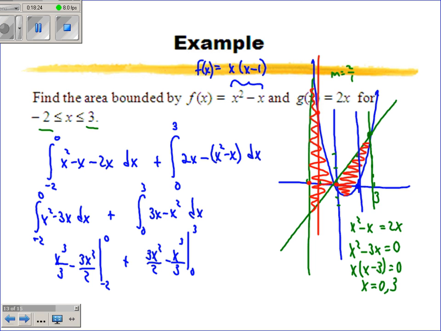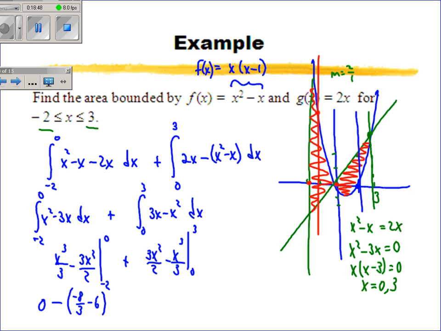Okay, the first one down here. When you put the 0 in to both of these terms, you're going to get 0. And then minus what you get when you put the -2 in. Put the -2 in, I have -8/3. -2 squared is +4, but then I'm going to be subtracting it times that -3, so that's going to be a -12 divided by 2, so that's -6. And now for the second integral, I'm going to put my 3 in first, so I'm going to have 3 times 3 squared, so it's going to be 27/2, and then minus the 3 cubed is 27/3, which is 9. And then when I put the 0 in, I'll be subtracting 0 from both of those.